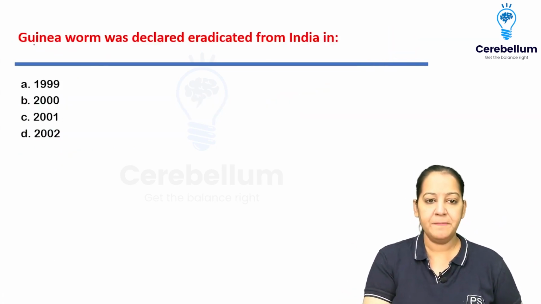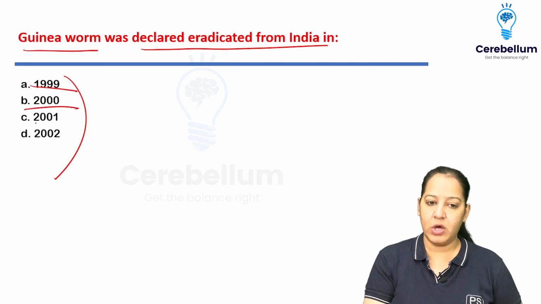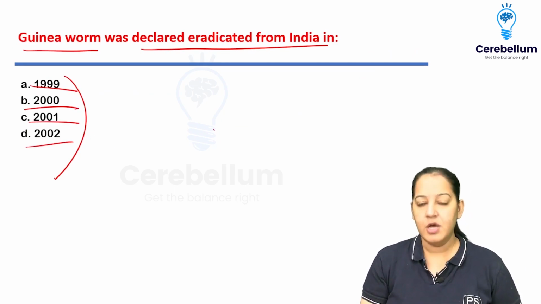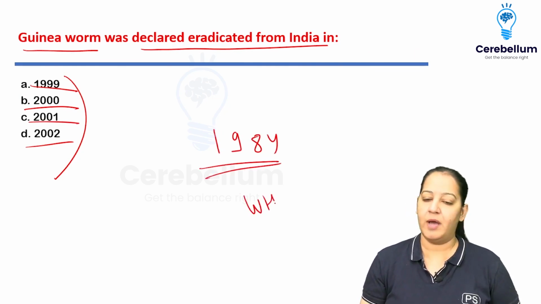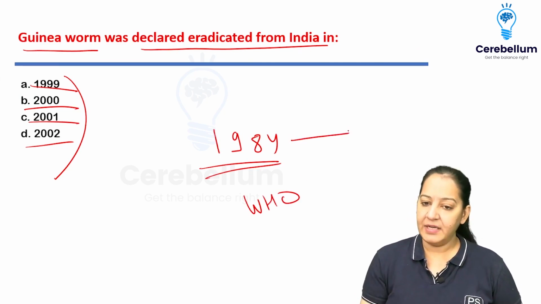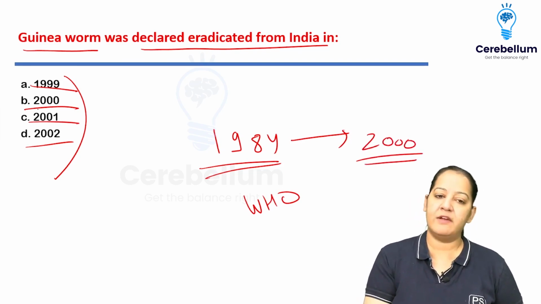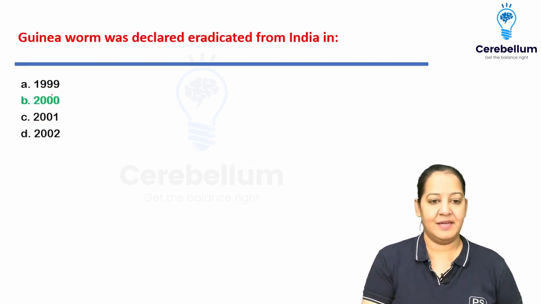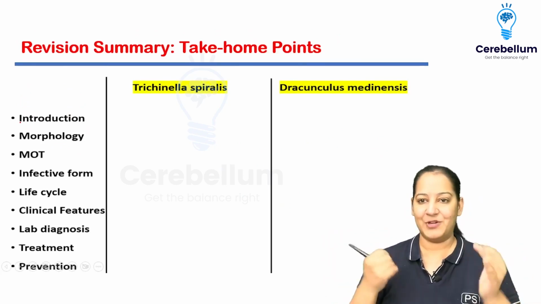Coming to the next question. Guinea worm was declared eradicated from India in which year? 1999, 2000, 2001, 2002. I told you in 1984 the Government of India and the WHO launched a National Guinea Worm Eradication Program, and it took 16 years to get eradicated. In 2000 it was eradicated. So the correct answer here is 2000 because of this program. We are done.